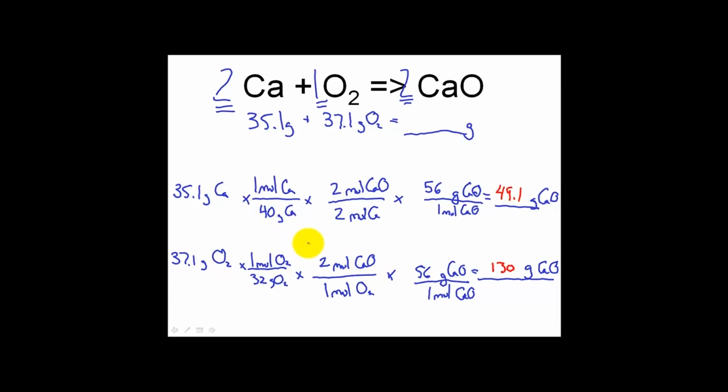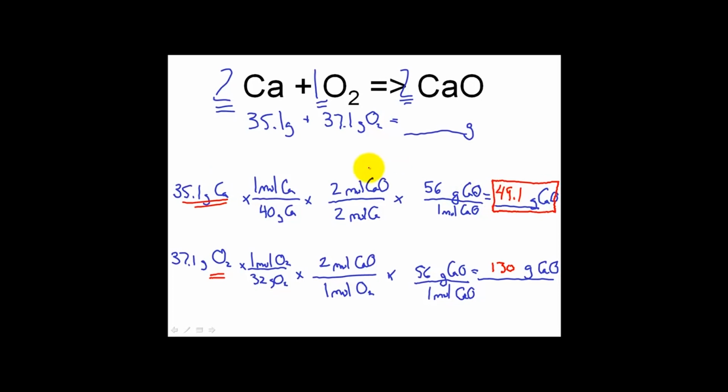When the numbers are crunched, what I end up with is that if I want to use up all of my calcium, 35.1 grams, the most calcium oxide I can make is 49 grams. And likewise, if I want to use up all of my O2, my 37.1 grams of it, the most calcium oxide I can make is 130. So really, if you look at the two numbers, the most calcium oxide the reaction can make is limited. It is limited to 49.1 grams, because once all my calcium is used up, I will have made 49.1 grams.